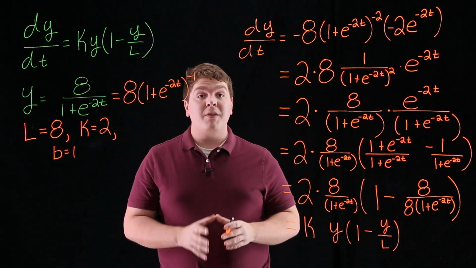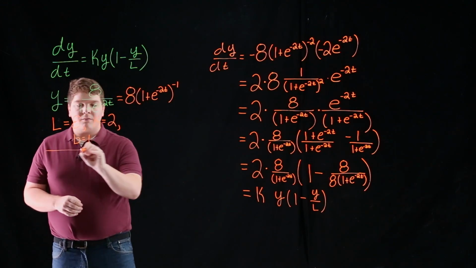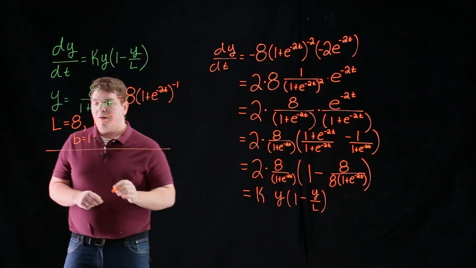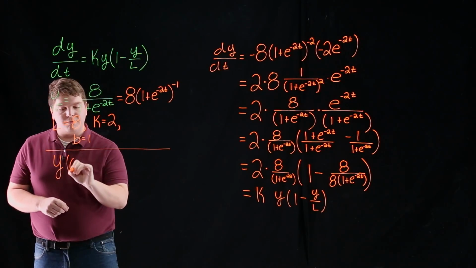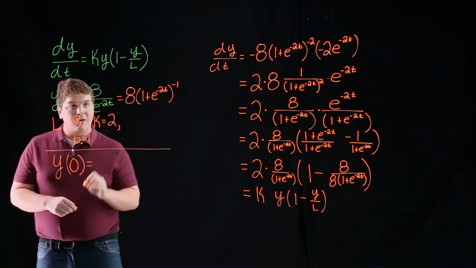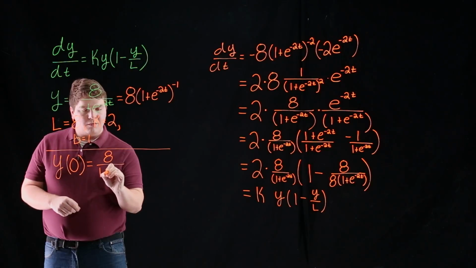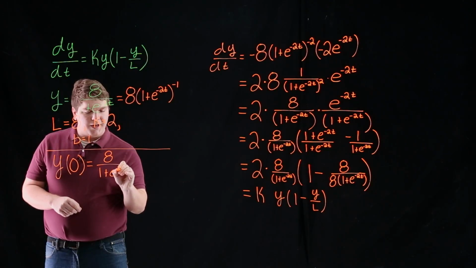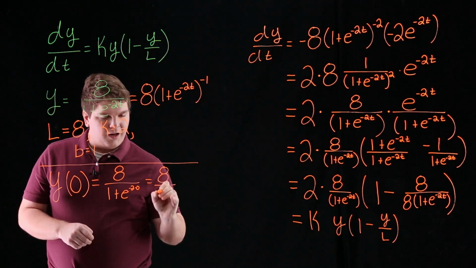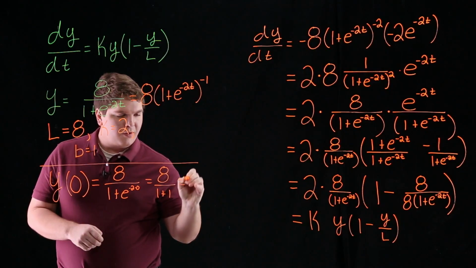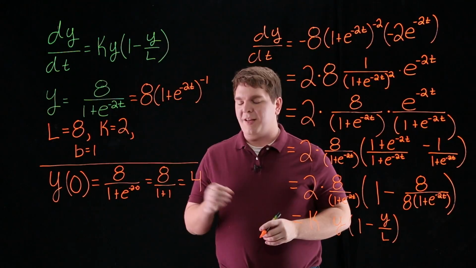Now the last thing we want to do is find the initial condition. So to find the initial condition, all we're looking for is y when t equals 0. So we're looking for y of 0, which is 8 divided by 1 plus e to the negative 2 times 0, which is 8 divided by 1 plus 1, which is 4. So the initial condition is y of 0 equals 4.